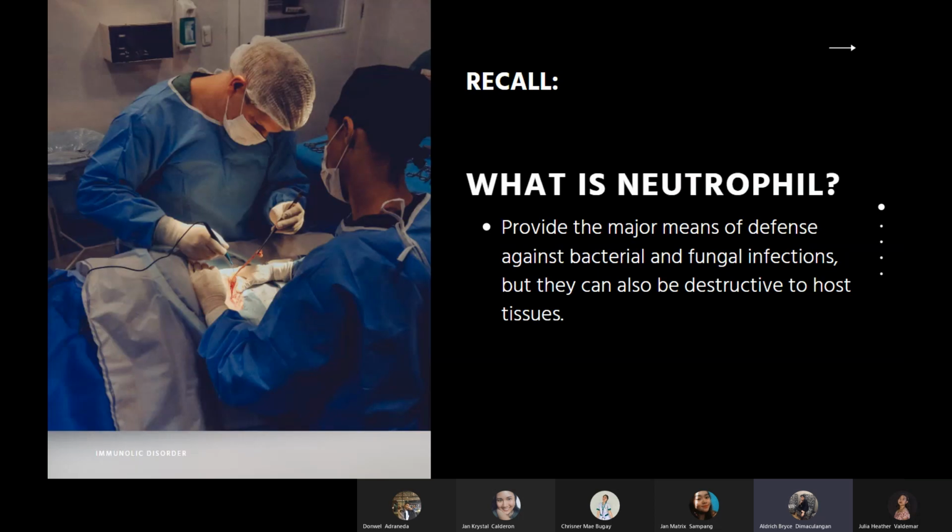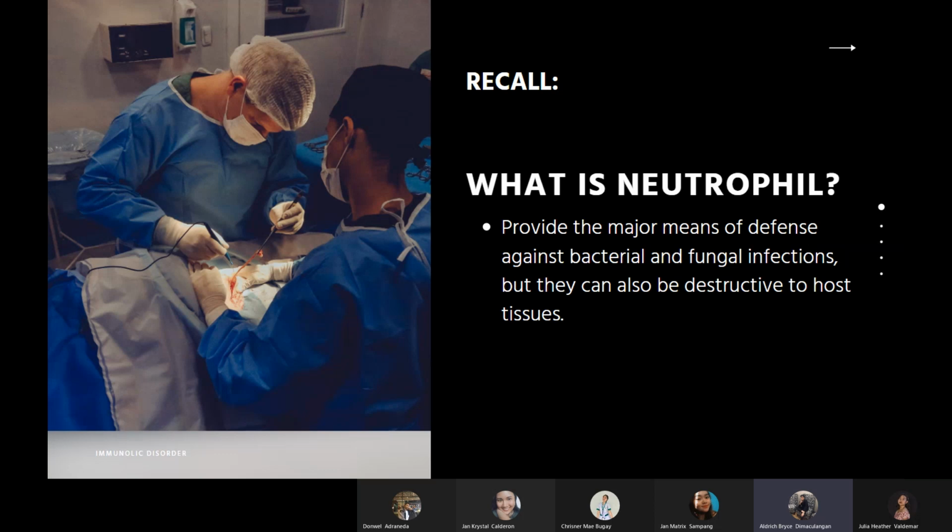So let us have a recall. What is neutrophil? Neutrophil is also known as segmenters, which is the term mostly used inside the laboratory setting. It provides the major means of defense against bacterial and fungal infections. It has an amoeboid-like motility. The structure is gelatin-like that goes through spaces in the RBCs.